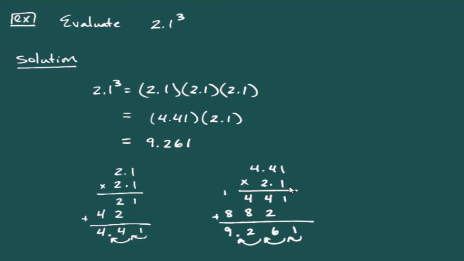4.41 times 2.1, same procedure. We have 1 times 1, 1 times 4, 1 times 4, 2 times 1, 2 times 4 is 8, 2 times 4 is 8. We add those together, 1, 6, 12. We carry the 1. 8 and 1 gives us 9. We move our decimal point over 1, 2, 3 places. So 3 places gives us a final answer of 9.261. So 2.1 to the third power is 9.261.